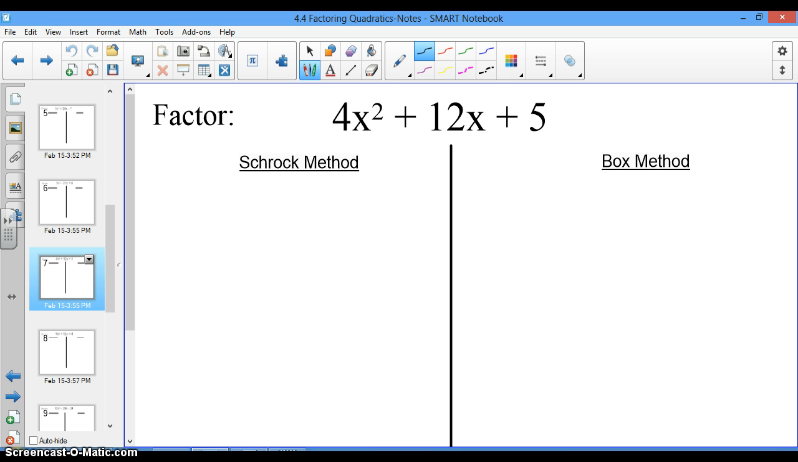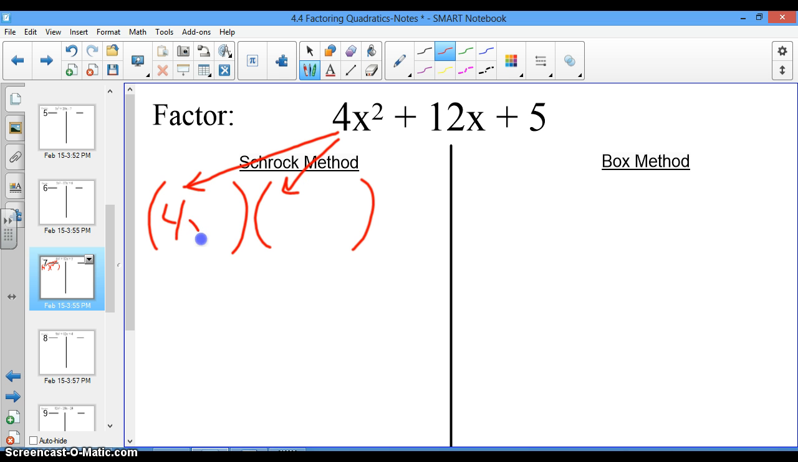4, 12, and 5 do not have GCFs, so I can go straight to drawing my two parentheses and then filling in my first number at the beginning of the parenthesis by taking 4x squared, writing it twice without the x squared sign. Now, multiply your first and last terms. 4 times 5, which is 20.